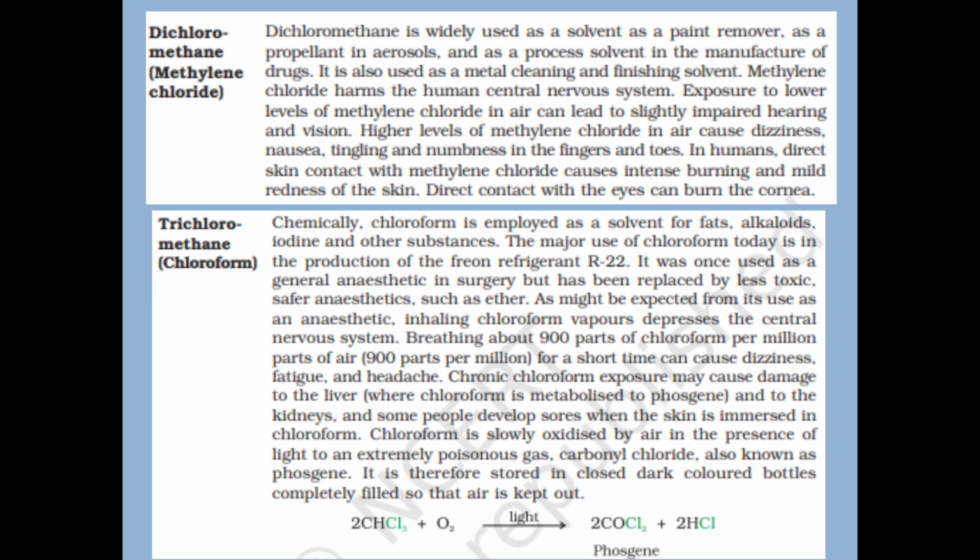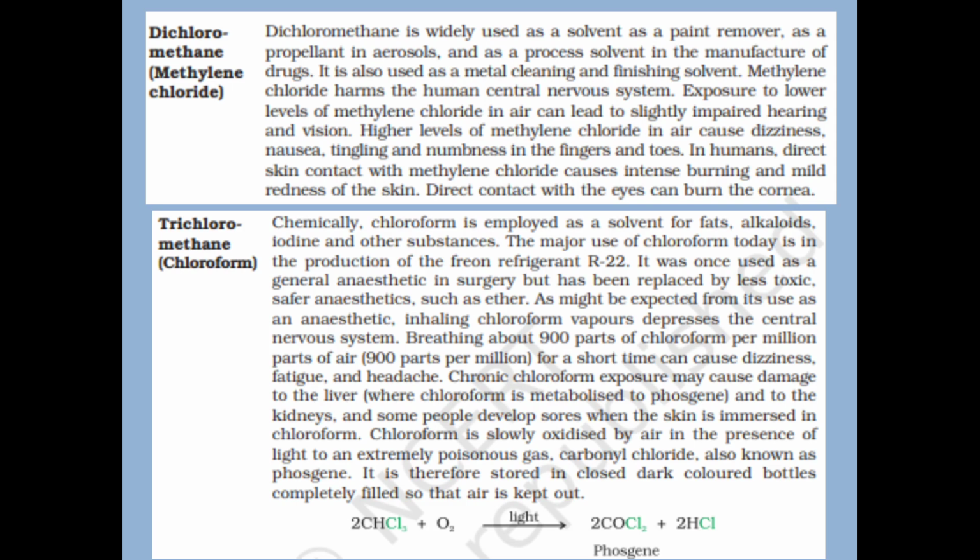Exposure to lower levels of methylene chloride in air can lead to slightly impaired hearing and vision. Higher levels of methylene chloride in air cause dizziness, nausea, tingling, and numbness in the fingers and toes. In humans, direct skin contact with methylene chloride causes intense burning and mild redness of the skin. Direct contact with the eyes can burn the cornea.